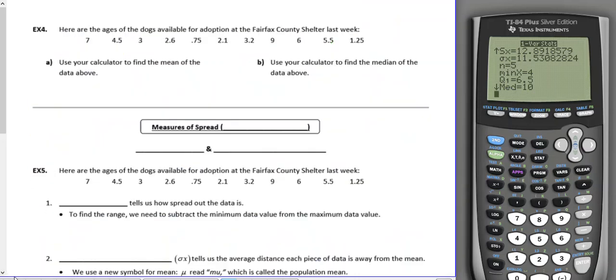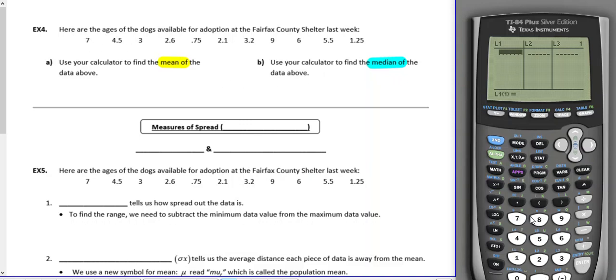And if we flip the page, we go to a fourth example. So we have a whole new set of data, and we want to practice finding the mean and the median. We're just going to use our calculator. So Stat, Edit, clear out your list, and we're going to type in the data. It does not matter the order. It doesn't have to be in numerical order. We can just type it as we see it.